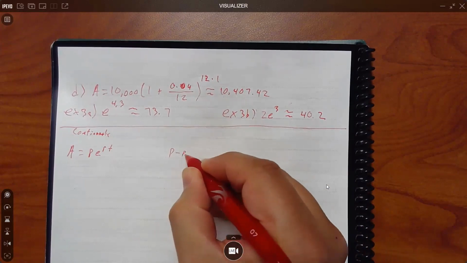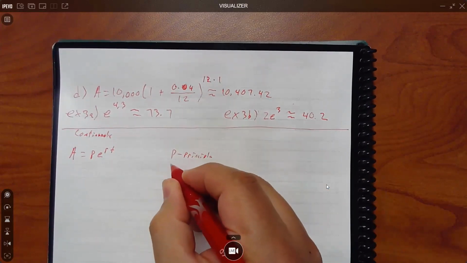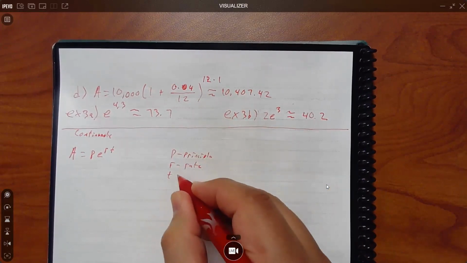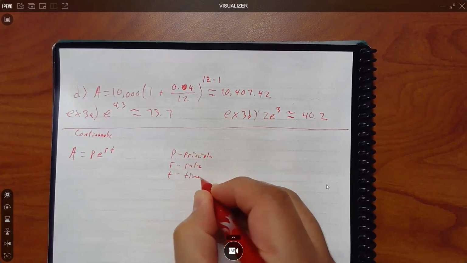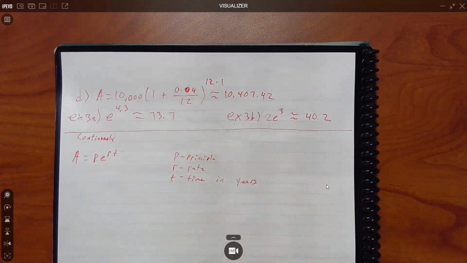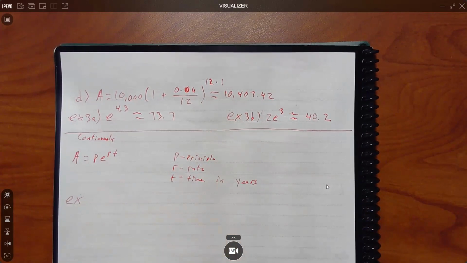P is still principal. R is rate. T is still time in years. Okay. Still the same.